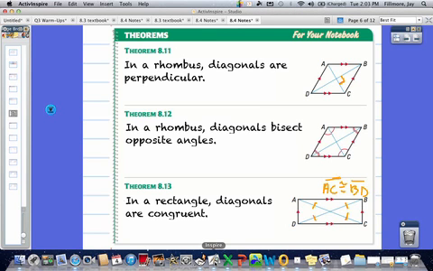If you'd like to finish copying these down, please pause the video. Otherwise, we'll be moving on to 2 examples before we finish.